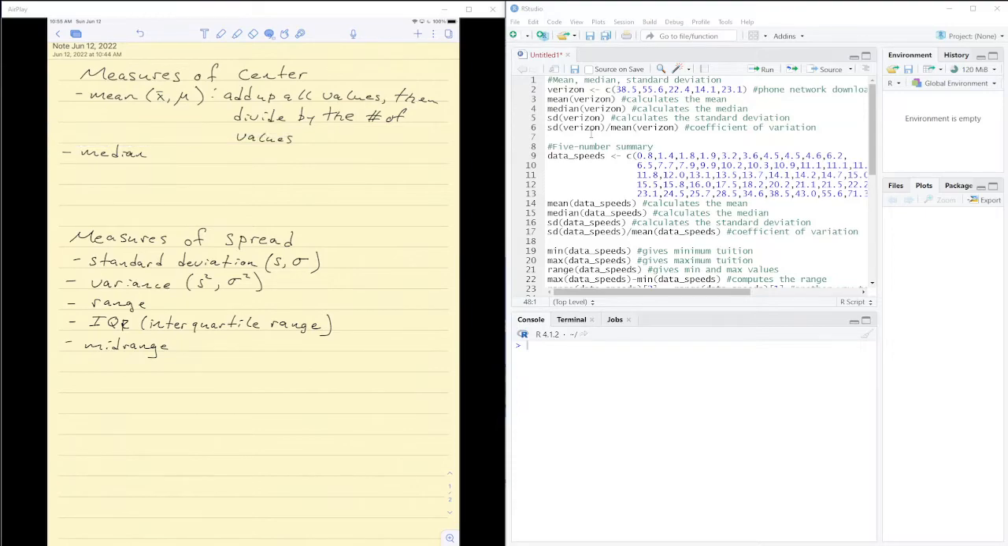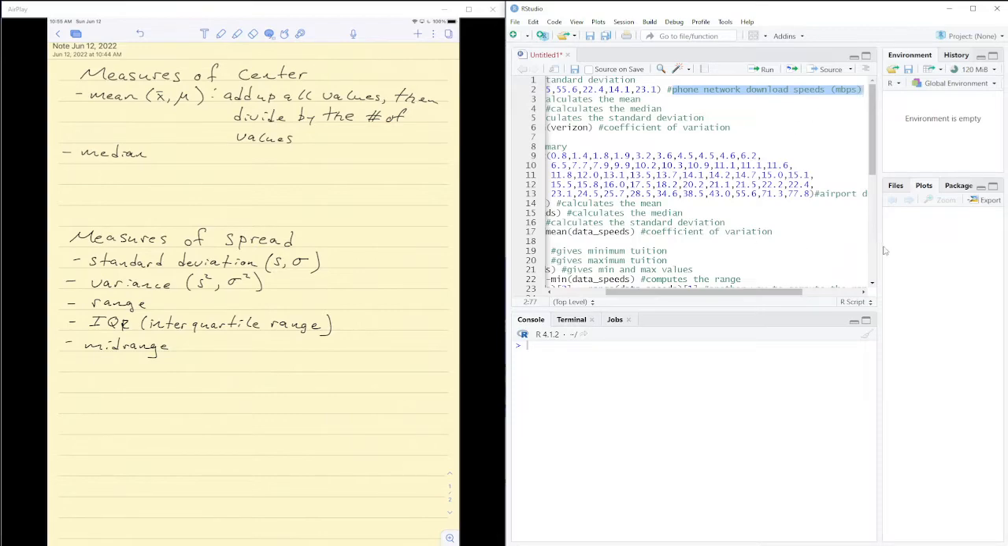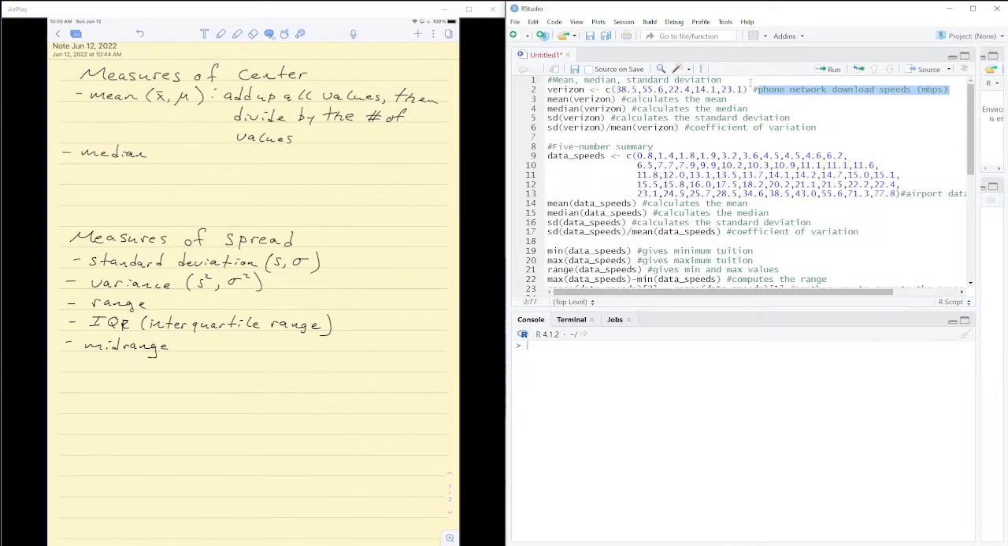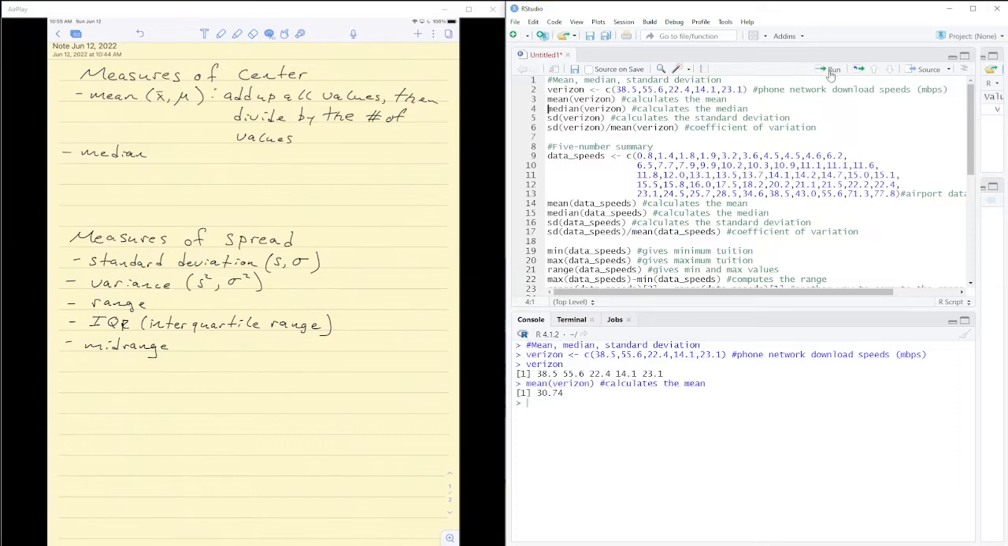So here in R, I have some data set up. I have it called Verizon. These are phone network download speeds in megabits per second. So this is the data that I have. I'll click run. So now I have this data saved as Verizon. So whenever I refer to Verizon, it just pops up all of that data. And if I wanted to calculate the mean here, I could just simply use the mean command and get 30.74.